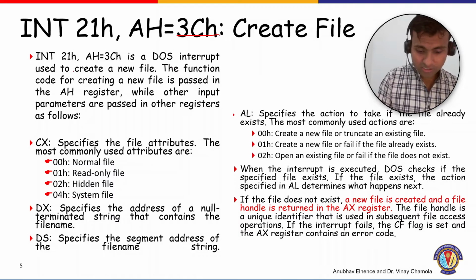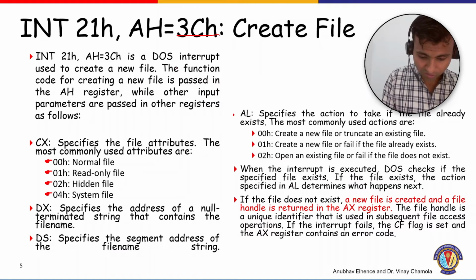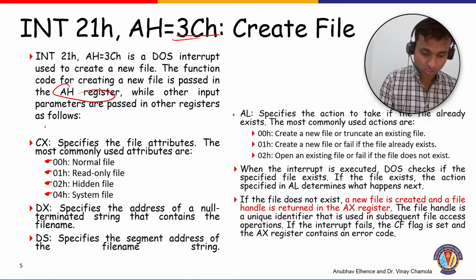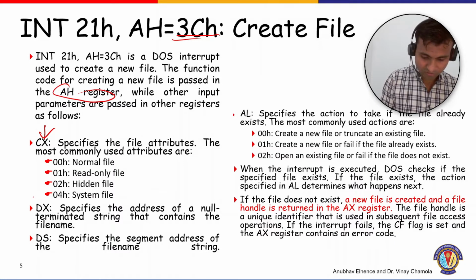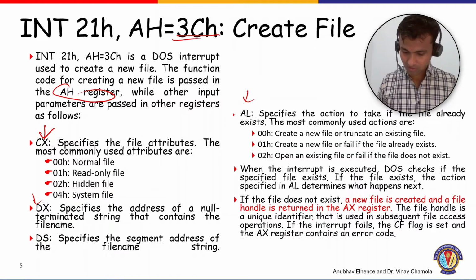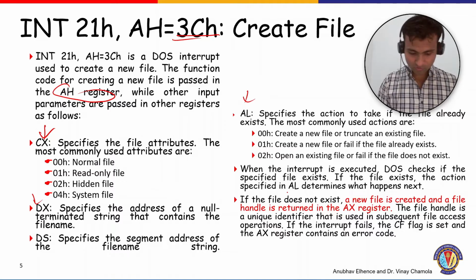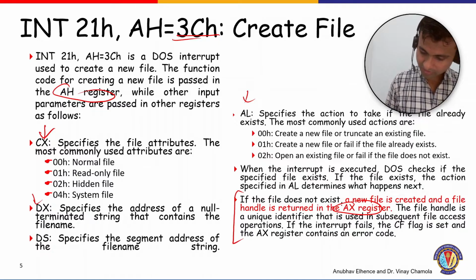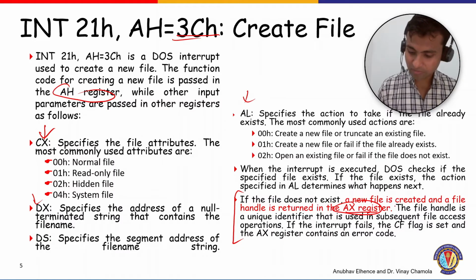So it is a DOS interrupt used to create a new file. The function code for creating a new file is passed in the AH register, which will be 3Ch, while other input parameters are passed in other registers as follows. One we are using is CX, the other ones which we'll be using are DX and AL. So first read this line: if the file does not exist, a new file is created and a file handle is returned in the AX register. In the previous slide I mentioned DX, but it is the AX register, remember that.